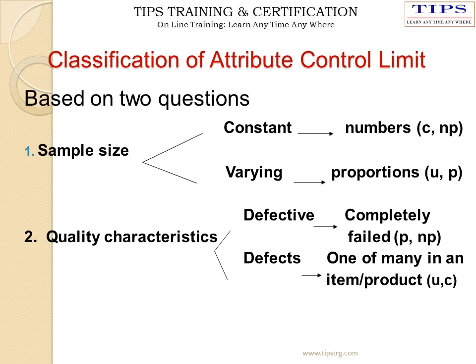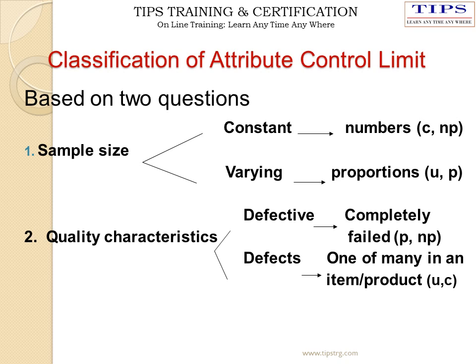Classification of the attribute control charts. We have to consider two things for attribute control charts. One is sample size. Sample size is constant or varying. For constant sample size, C and NP charts are used. For varying sample size, U and P charts are used.